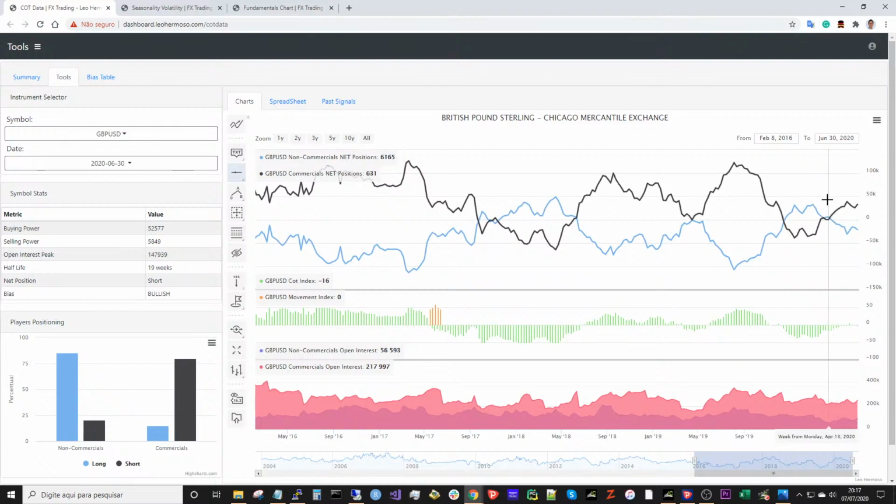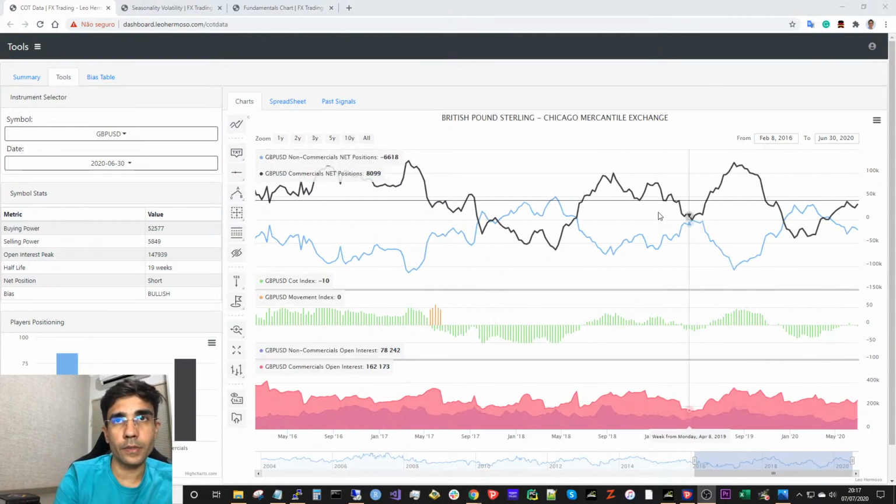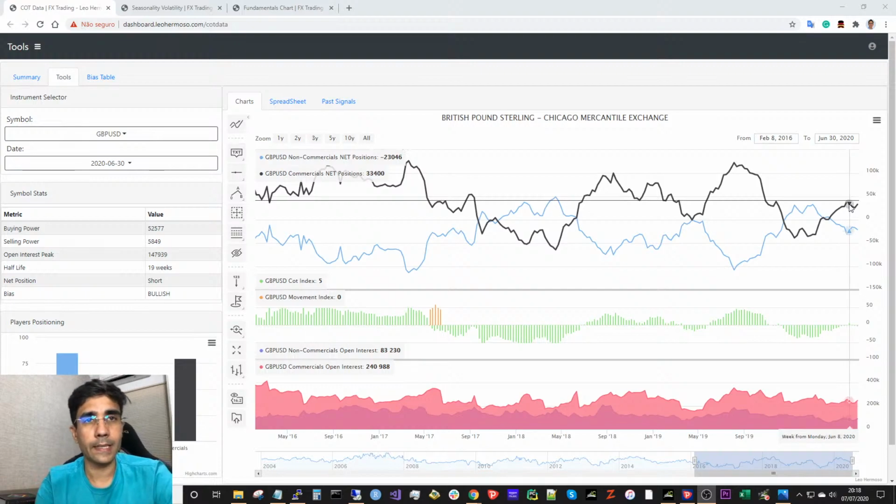Okay, so it's here. We have seen more extremes last time. But this price level here became a resistance. This net position level became a resistance. And why is this important for you to have in mind?